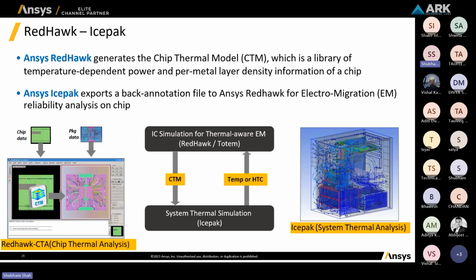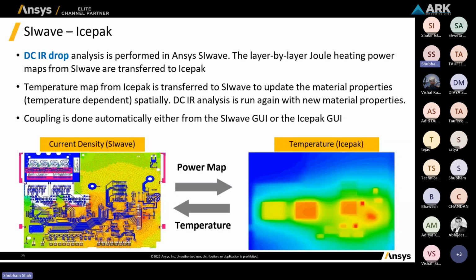Coming towards Redhawk Icepack, Redhawk Icepack generates the chip thermal model, that is basically the CTM model, which is a library of temperature dependent power and the per metal layer density information of a chip. So for this kind of simulation, for the package data or the chip data you want to see, Redhawk Icepack is available. SIwave Icepack is there for the current density plots, which can be taken from the Icepack, and you can couple those with the temperature on the classic part.